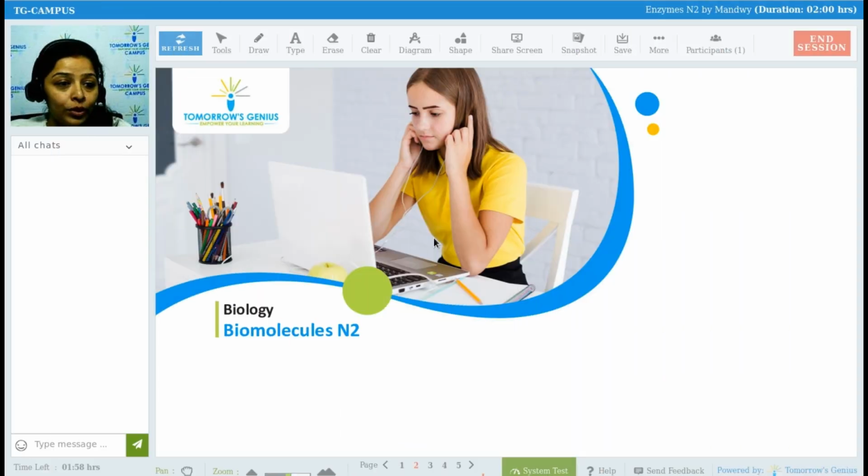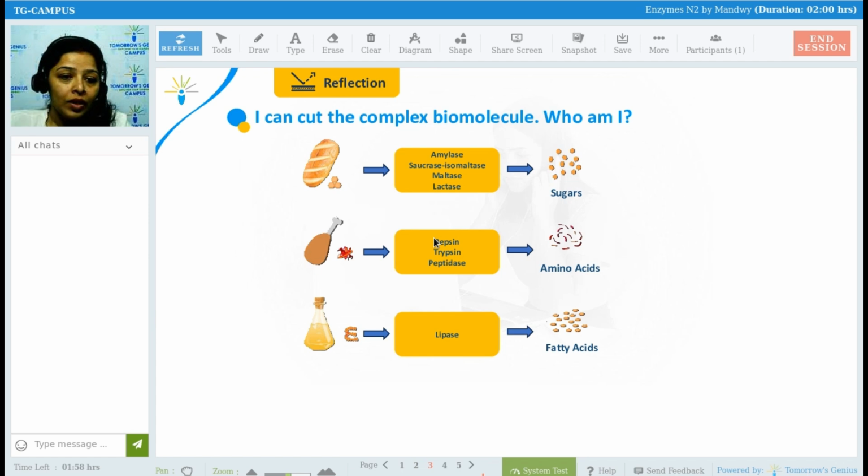And today we are going to start the next topic of the same chapter, that is enzymes. So you can see here in front of you the complex molecule, right? There is something which can cut this complex molecule and make the substance into a simpler form. Can you guess what that is?